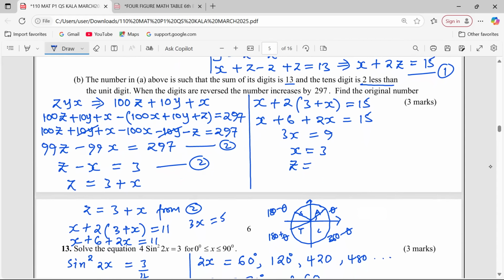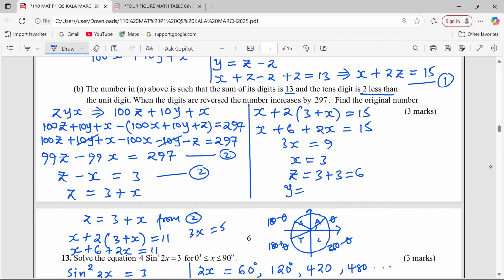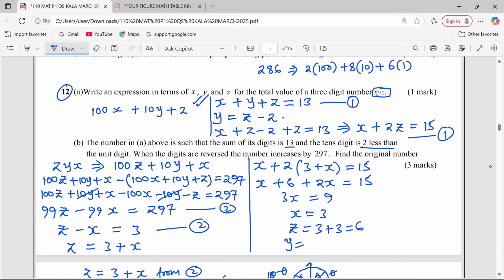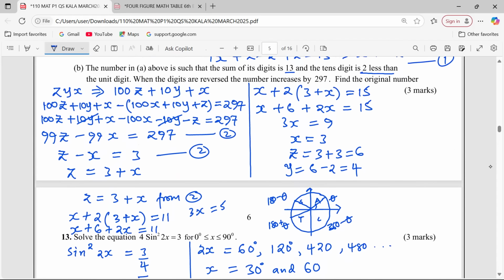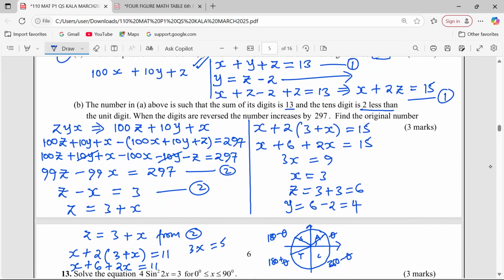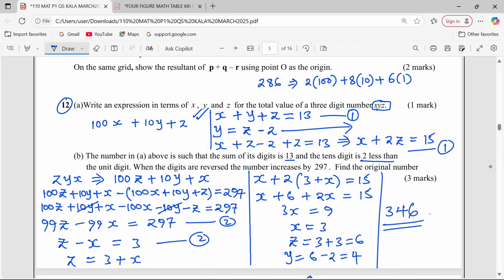If the value of x is 3, then we can get the other values. z can be found as 3 plus x, which is 3 plus 3, 6. Then y can be found by going up: y is given by z minus 2, which is 6 minus 2, this is 4. So the original number xyz means 3, 4, 6.